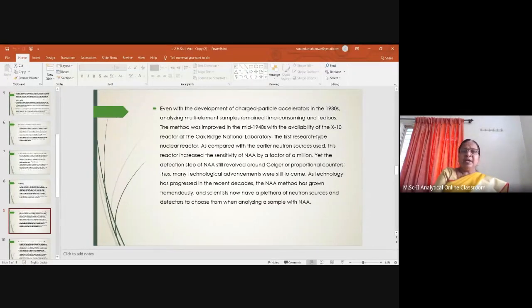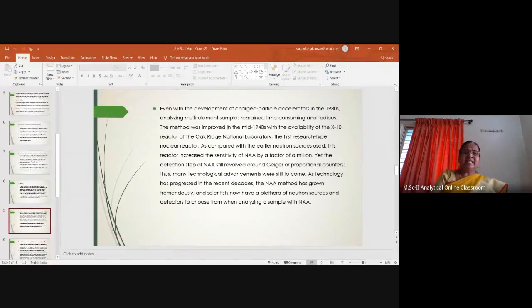Later on it was improved by the availability of the X-10 reactor of the Oak Ridge National Laboratory. The first research-type nuclear reactor, the X-10 reactor, as compared with the earlier neutron sources used, increased the sensitivity of NAA by a factor of 1,000,000.